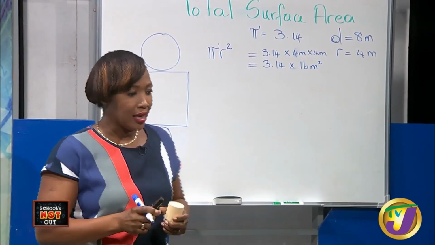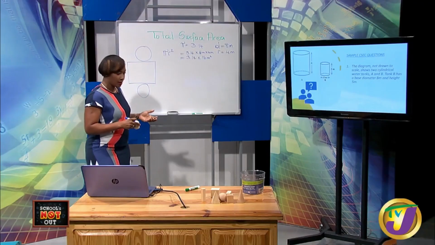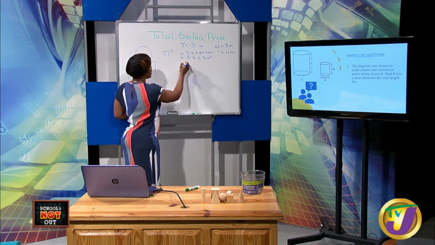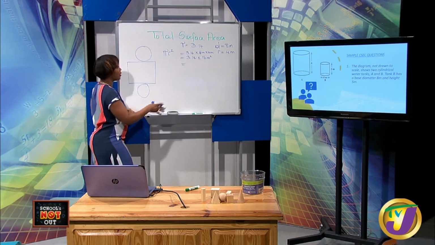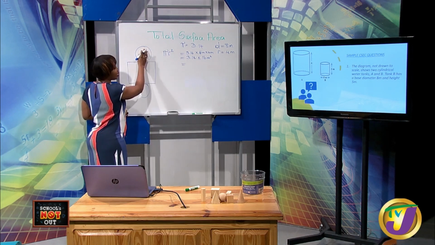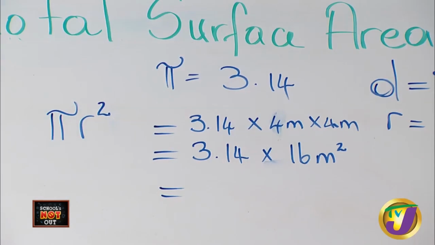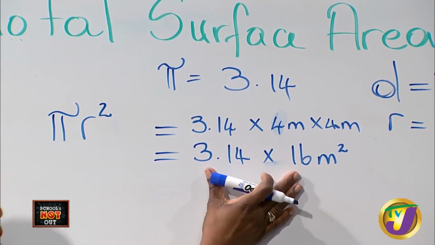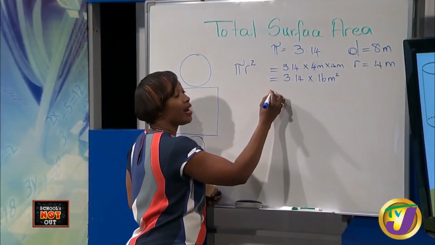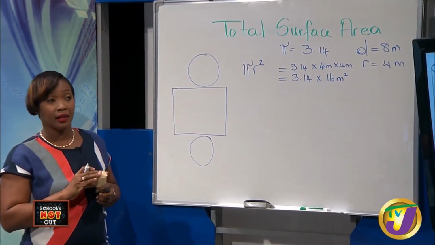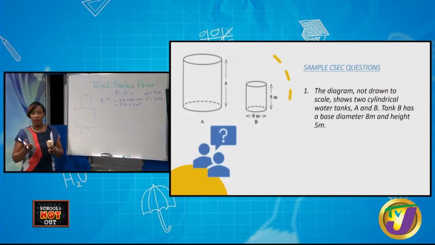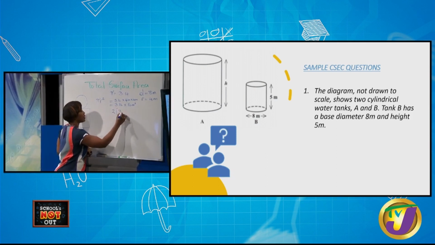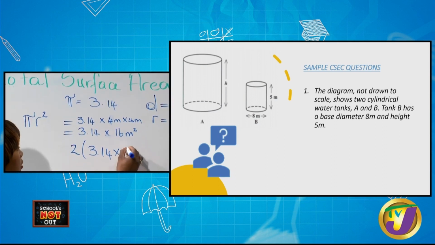And area is measured in a squared unit. So we'd calculate that shortly. For now, this would give us the area of one circle. But how many circles do we have in this particular solid? We have 2 circles. Therefore, we're going to have to multiply by 2 whatever we get for one circle.